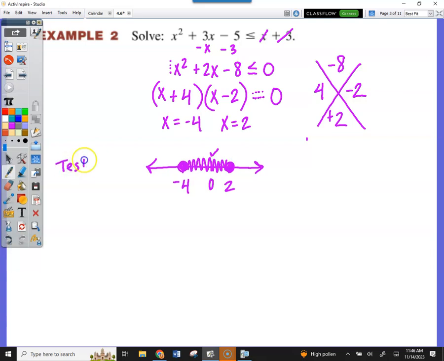You need to take some notes. We're going to test x equals 0. And it gave us -8 is less than or equal to 0, which is true. Now, to write your answer as an actual interval notation, it is sandwiched between -4 to 2 with brackets.